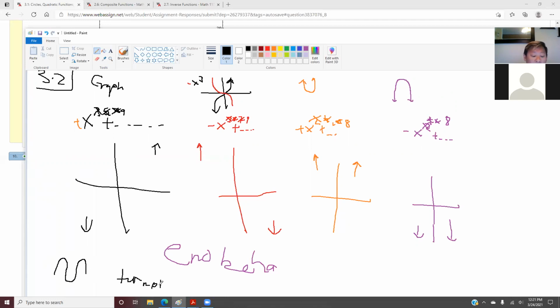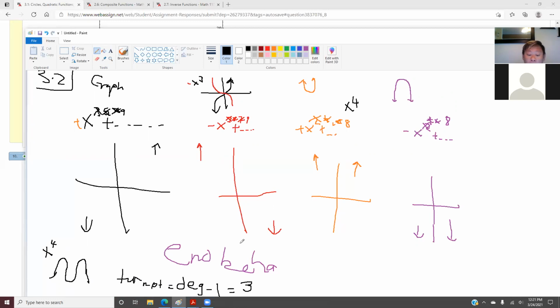So how do we figure out turning points? You take the degree minus 1. So if you have x to the power 4, then you will have 3 turning points. It will look something like this. So this graph is actually x to the 4.